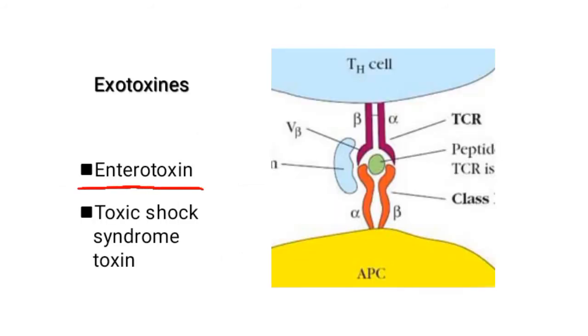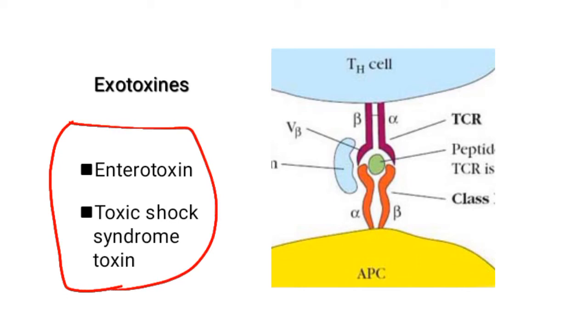Enterotoxin, as the name indicates, entero means GIT, meaning any disease of the GIT. Enterotoxin causes food poisoning, in which vomiting is more prominent than diarrhea. But why? Enterotoxin and toxic shock syndrome toxin are both superantigens. What does that mean? It's a very important point.